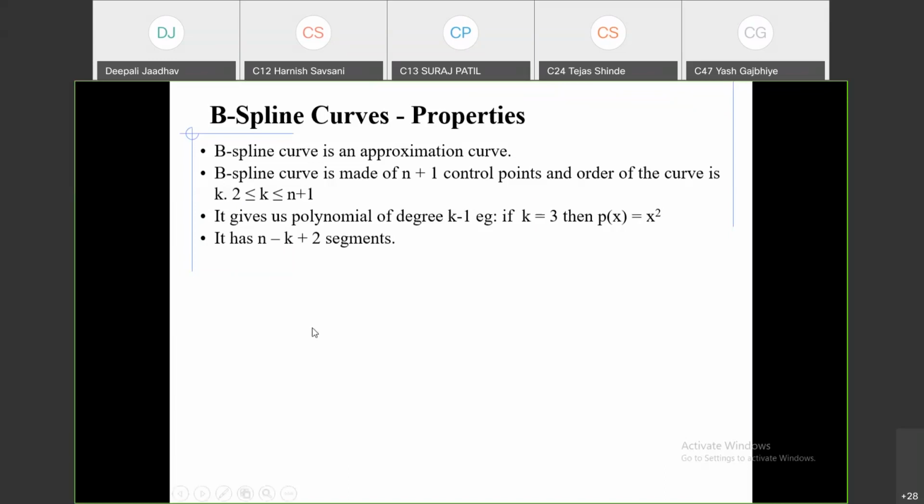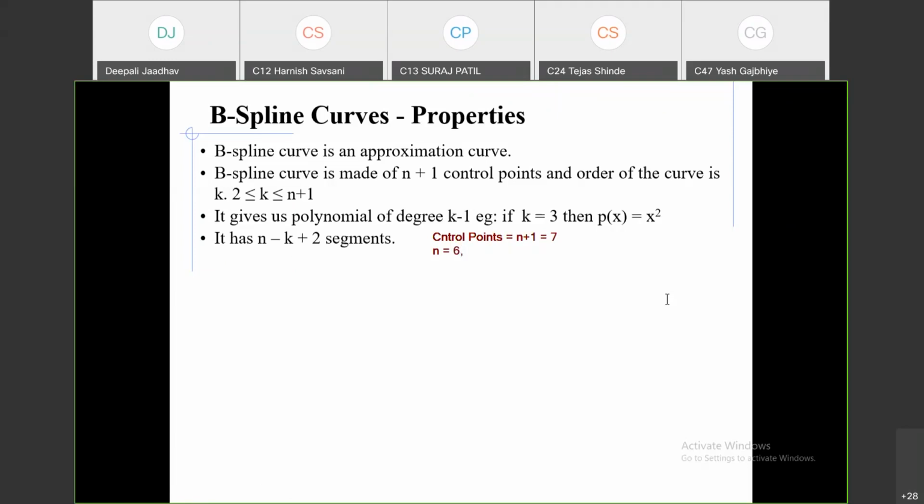Now, another major thing that is used in the B-spline curve is the segments. It has n minus k plus 2 segments. Again I am taking the same example. Suppose there are 7 control points. Normally we consider n plus 1 is equal to 7. So what is the value of n? So n is equal to 6.